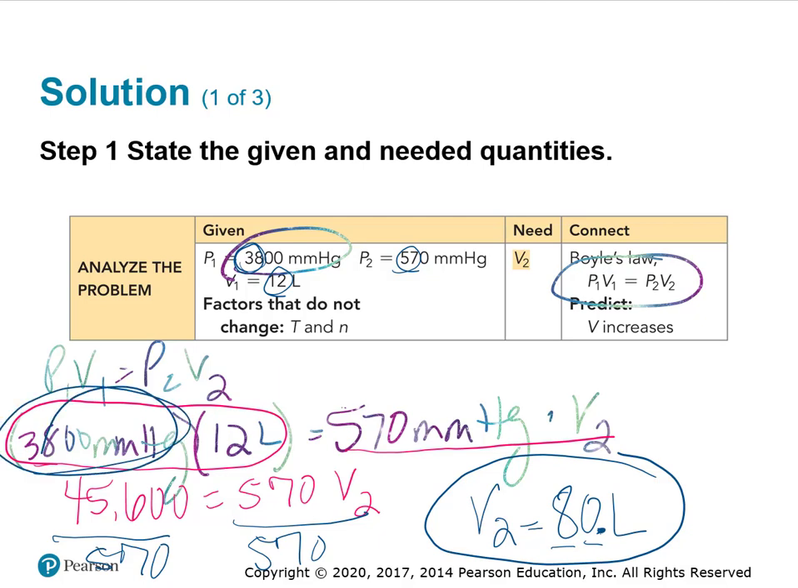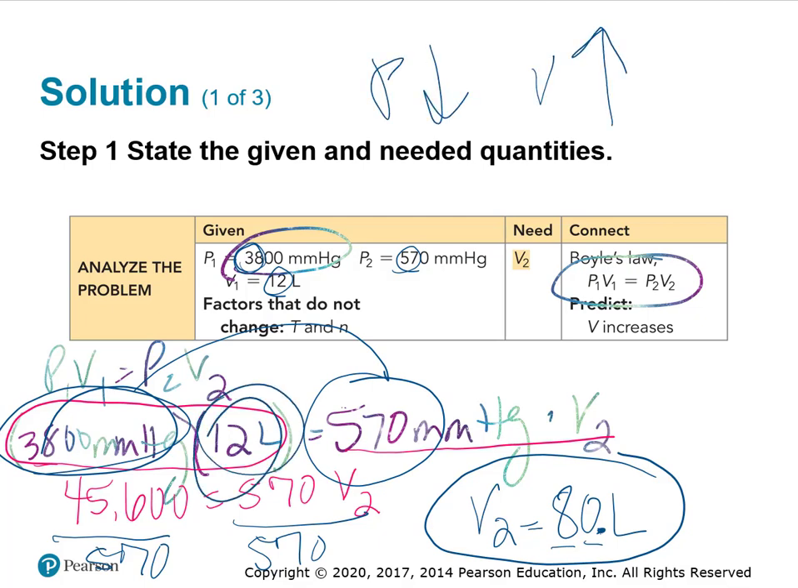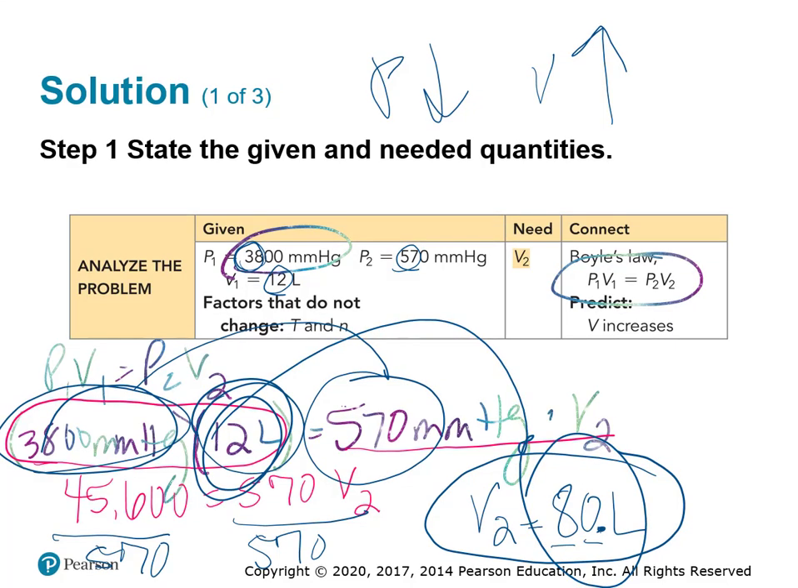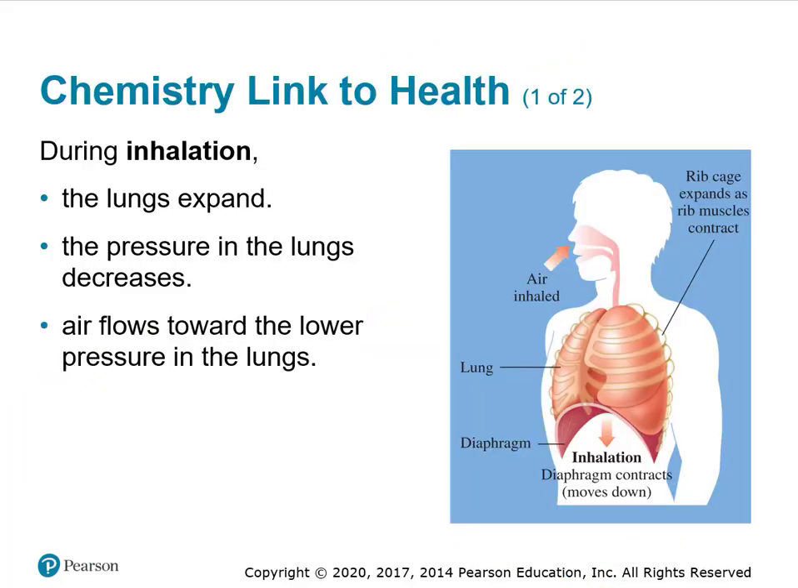My pressure went from 3,800 to 570, so the pressure decreased, which means our volume should increase. Our volume went from 12 liters to 80 liters, so it did.